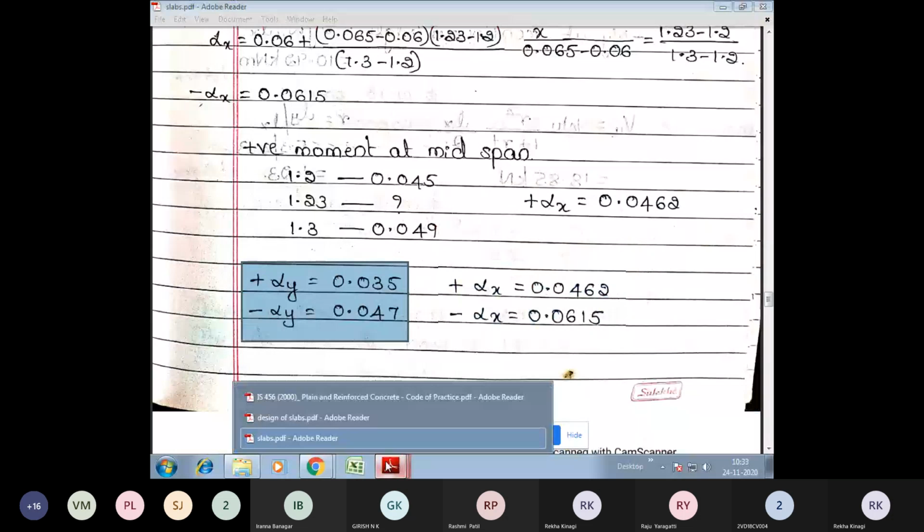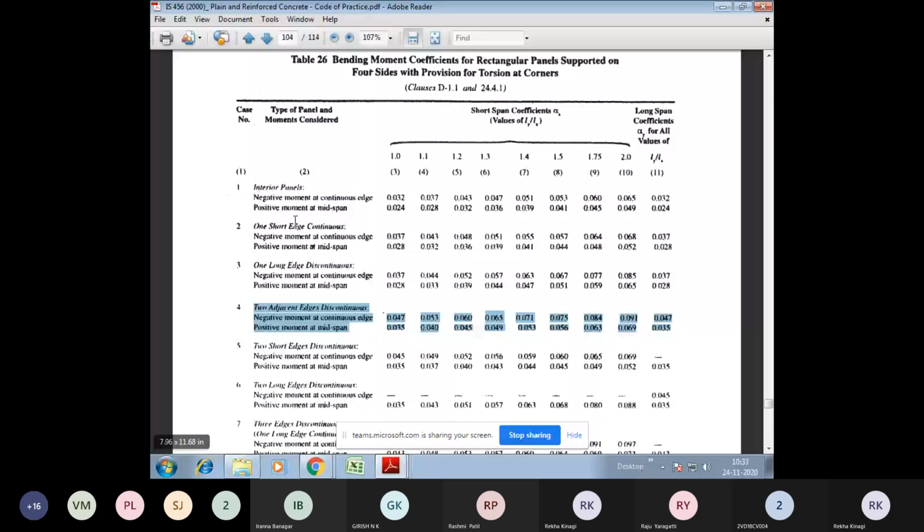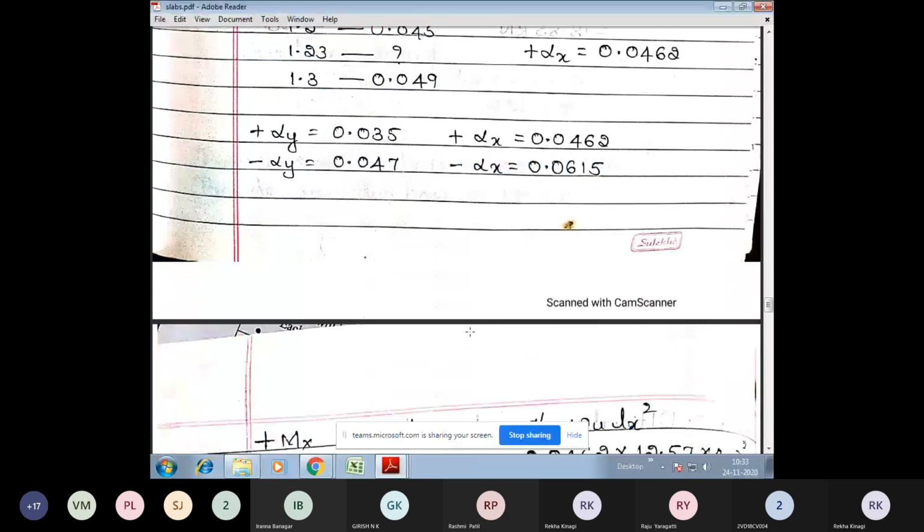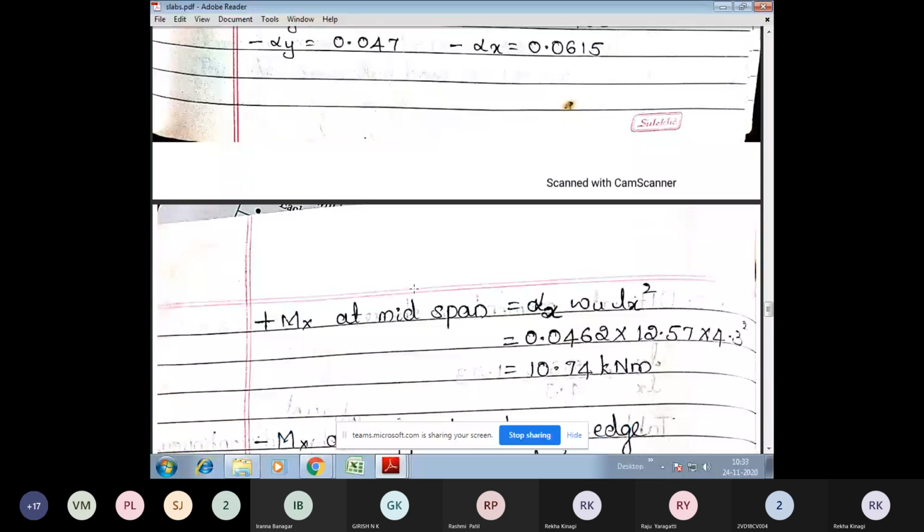Alpha y value need not be interpolated, because whatever the Ly by Lx ratio may be, the alpha y value remains the same, that is 0.047 and 0.035. And only the interpolation is to be done for the alpha x value. So once we are done with the coefficients, the next thing is to find out the design moment and the shear force. So here positive alpha x, positive alpha y, negative alpha x, negative alpha y. So there are four coefficients, hence we'll be having four moment values.